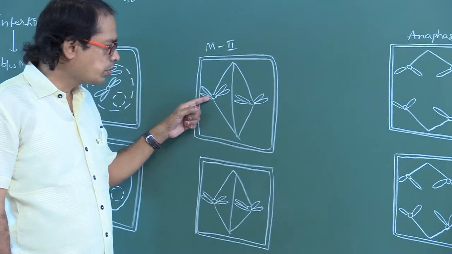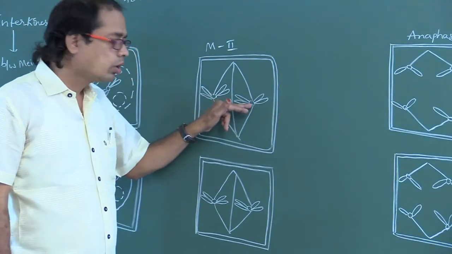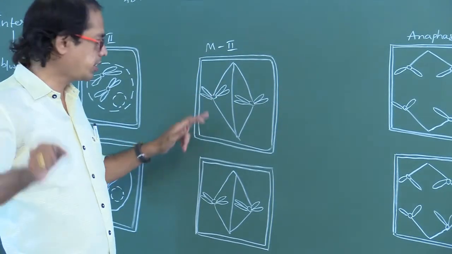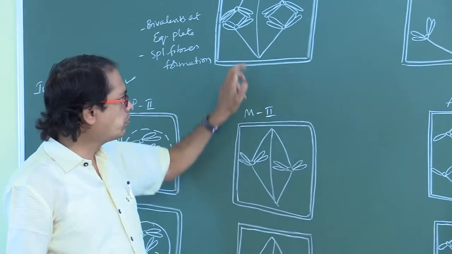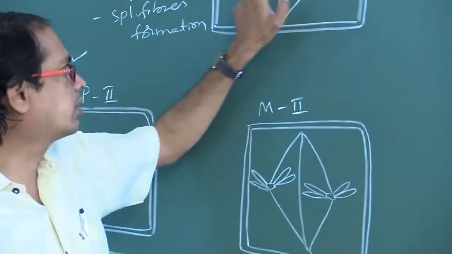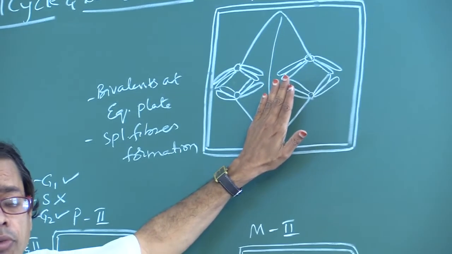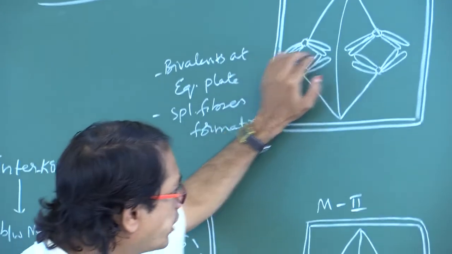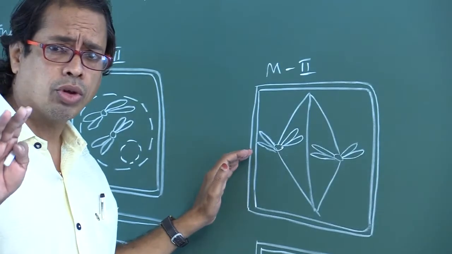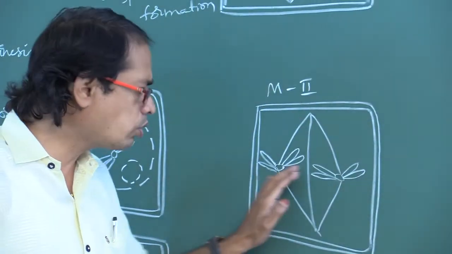How many chromosomes are at each equatorial plate? 2. The number of bivalents at each equatorial plate in metaphase 1 is 2 bivalents. Try to remember that. And the number of chromosomes at each equatorial plate in metaphase 2 is 2 chromosomes.